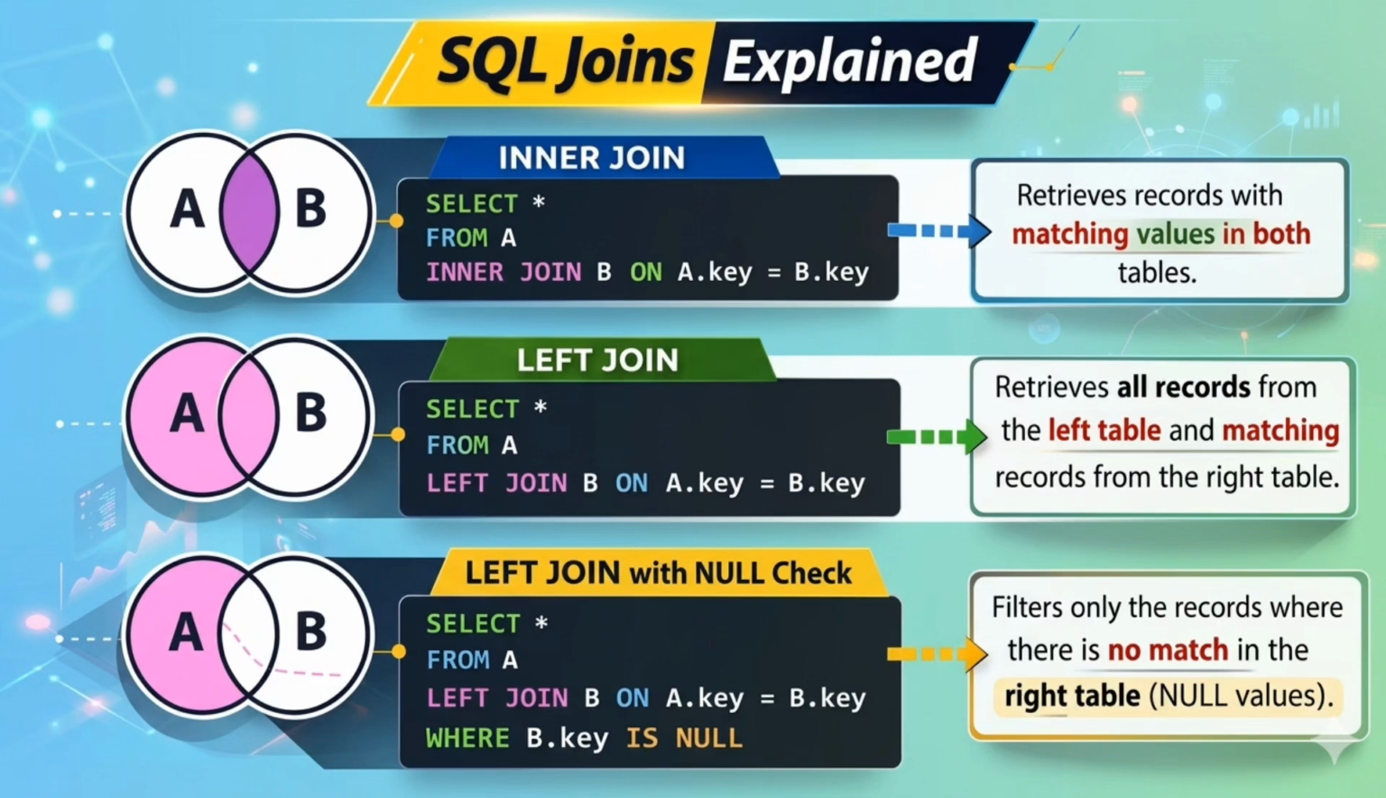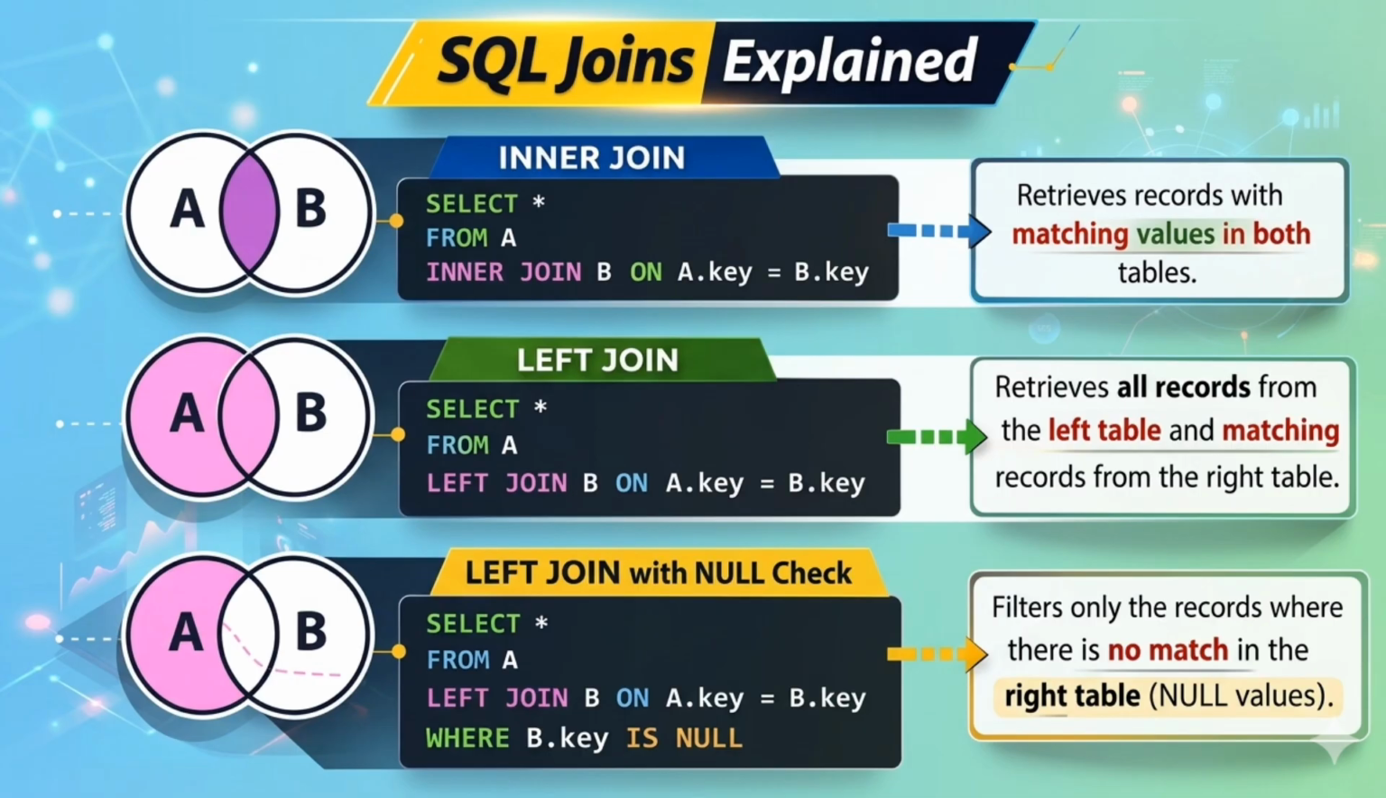The SQL syntax looks like this. Select all from A inner join B on A.key equals B.key. Think of it as the intersection between two datasets. Only the overlapping data is returned.